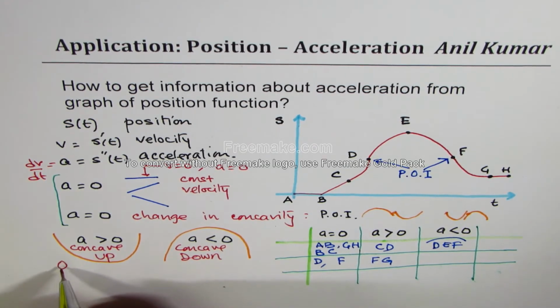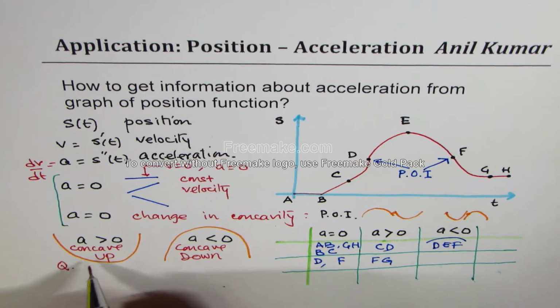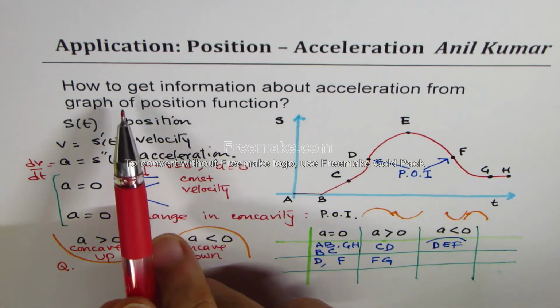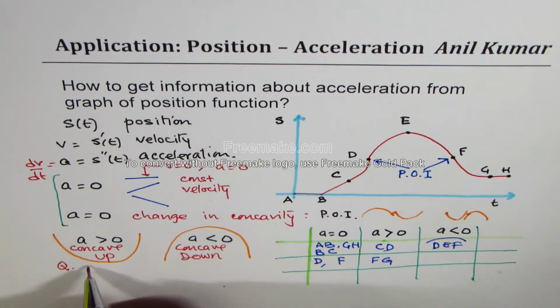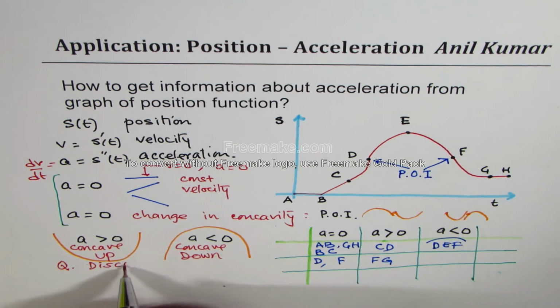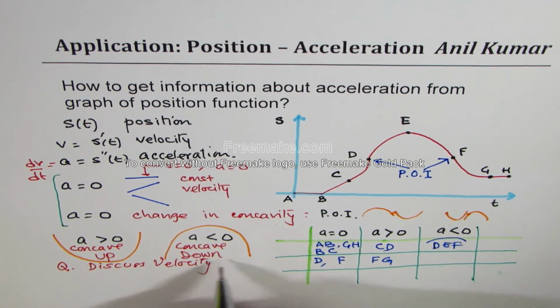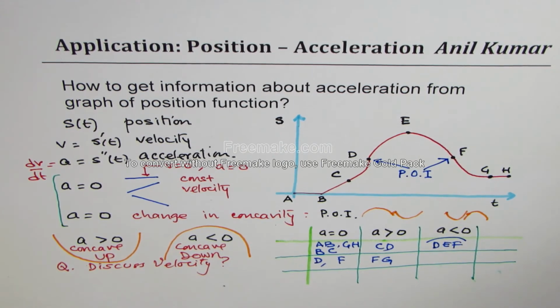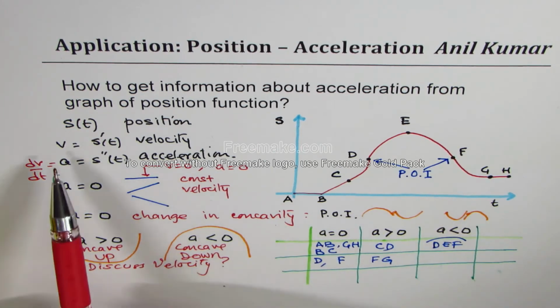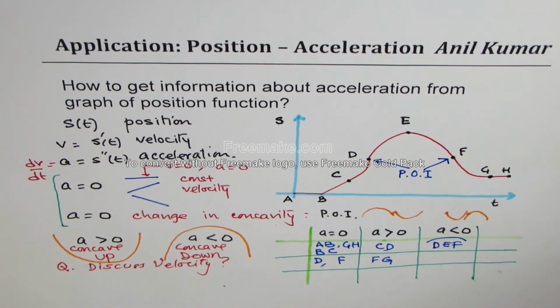Now this is a review question for you. Question is, get the information about velocity. Discuss velocity. Okay, so I have already discussed acceleration. You discuss velocity for the given graph. That'll be interesting. Velocity, as you know, is the rate of change of position. I hope that really helps.